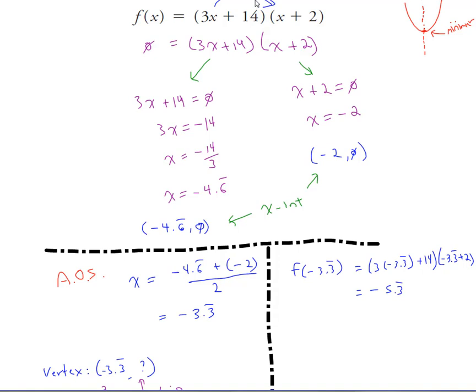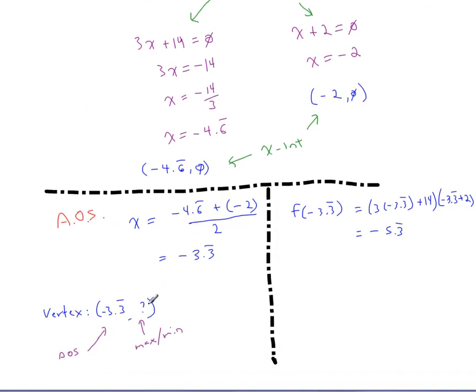And plug that into our calculator. And we can say, oh, okay, cool. So I know that's going to be my max min value because that's my y-coordinate of my vertex. I know it's a minimum because that's the lowest it can go. And I'll say, therefore, the minimum is negative 5.3 repeating. That means that's as low as my graph can go.